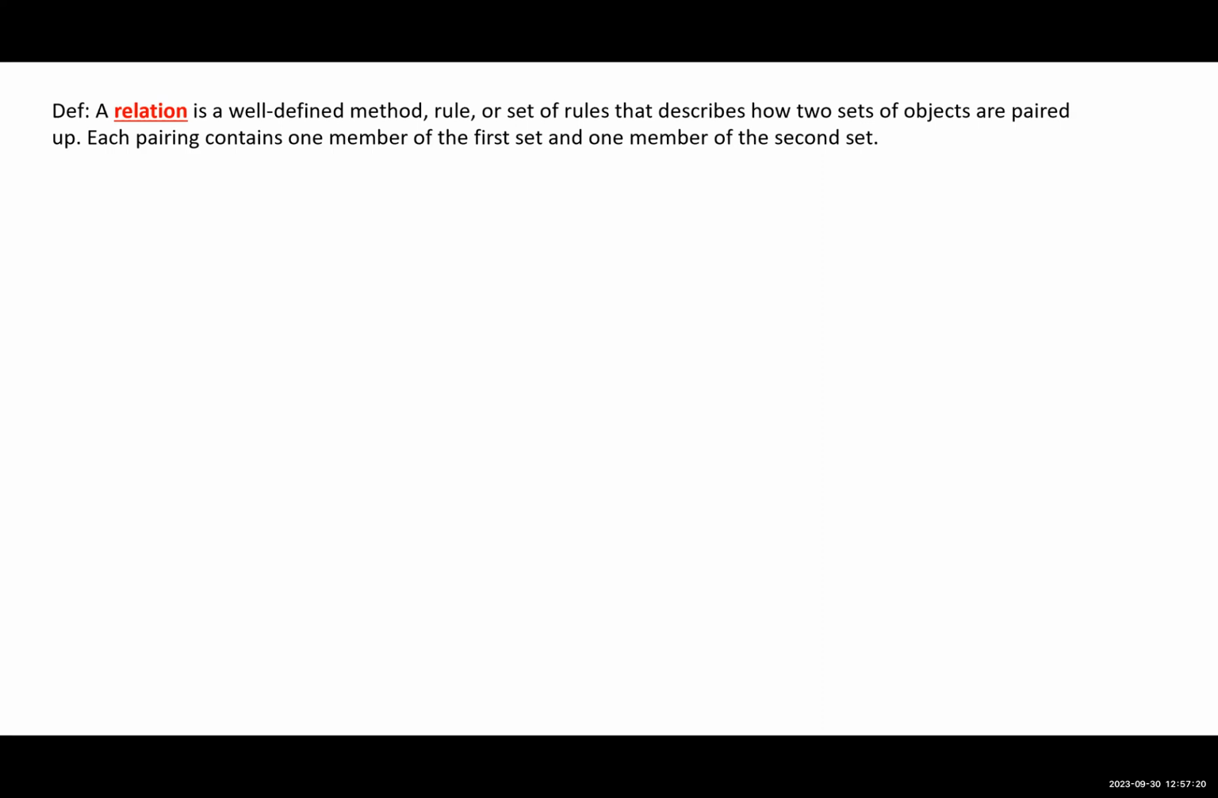Now, relation is a very general term. Basically, every equation out there, if it's got an equal sign, some letters, and some numbers, it's a relation. So a relation is a well-defined method, rule, or set of rules that describes how two sets of objects are paired up. Now, in an algebra class, it's usually given as an equation.